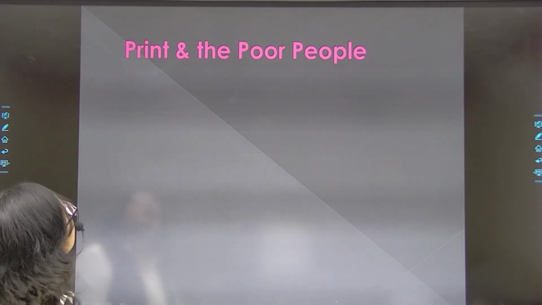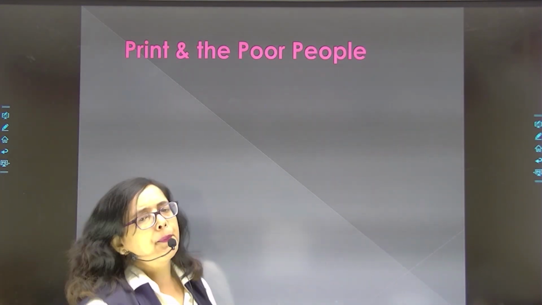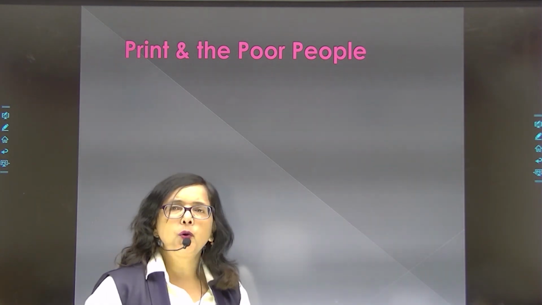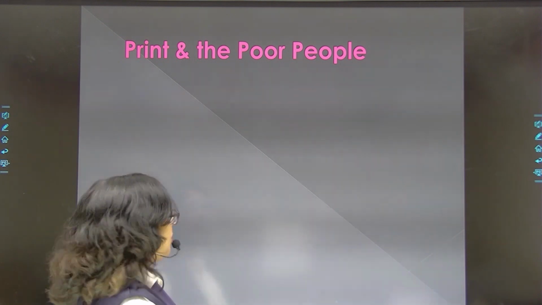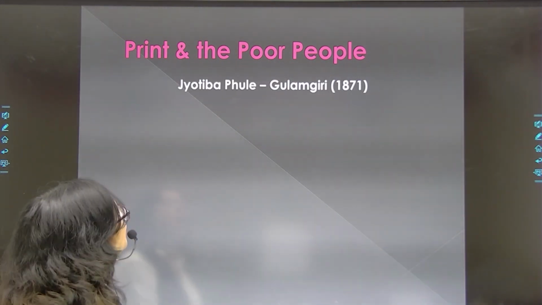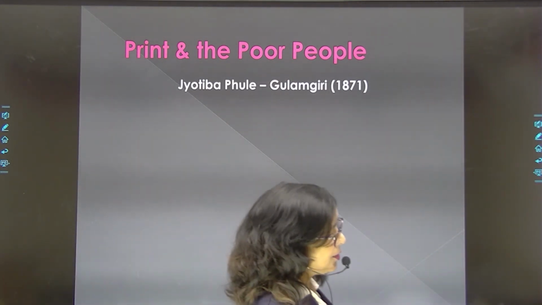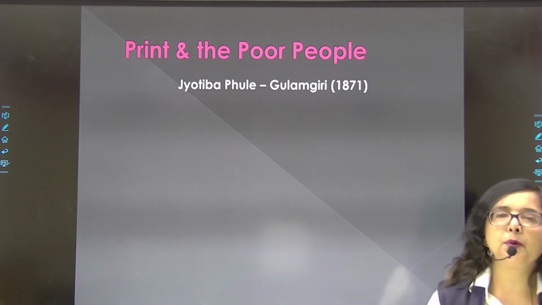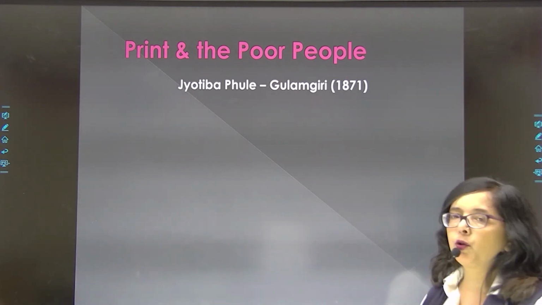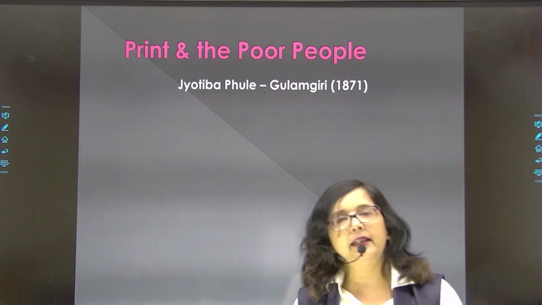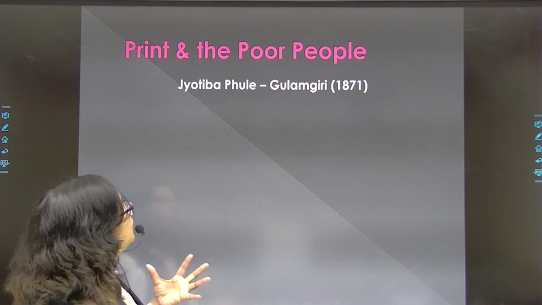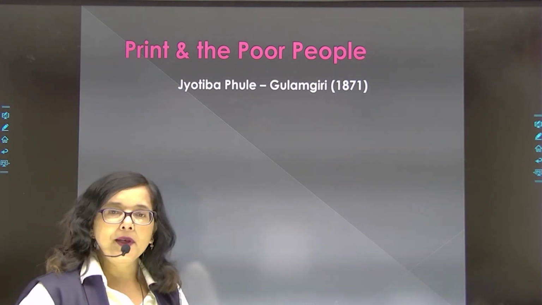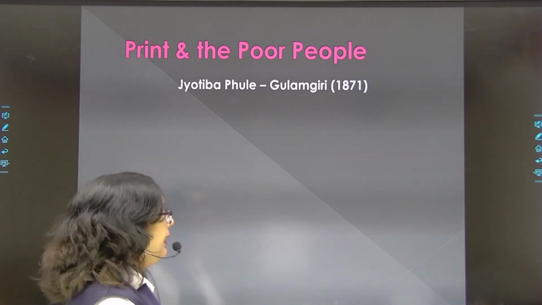And then we come to the next section, that is print and the poor people. What was the role of poor people when print technology was developing in India? So let us come to that. You can see here Jyotiba Phule. He was from Maharashtra, a very famous person. He belonged to a low caste, and he was a victim of caste discrimination in India. So he wrote a novel known as Gulamgiri, in 1871, and it was based upon caste discrimination in India.